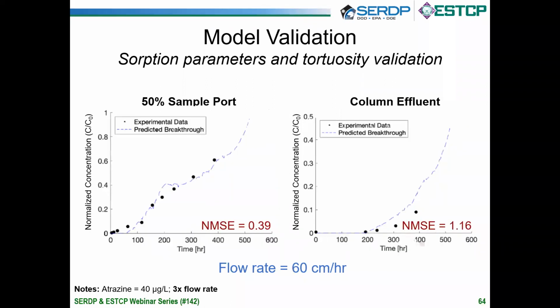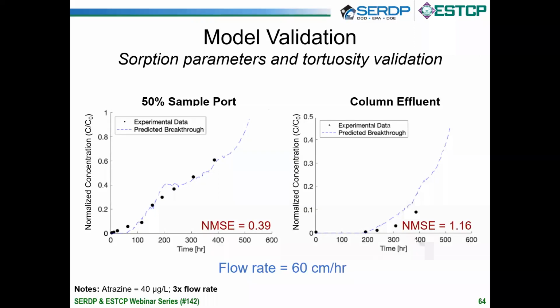Then this next slide shows boosting now to 60 centimeters an hour. Now, 60 centimeters an hour is the upper range that you might actually put through a stormwater control measure. That's about 2 feet an hour, roughly. And what do we see here for atrazine again? Well, we have a very good fit with the 50% sample port and the column effluent here. So all of this looks really good, and we can use our modeling now to make predictions.